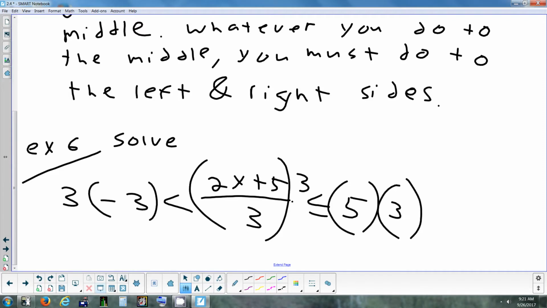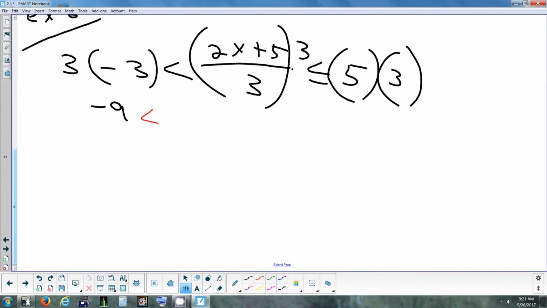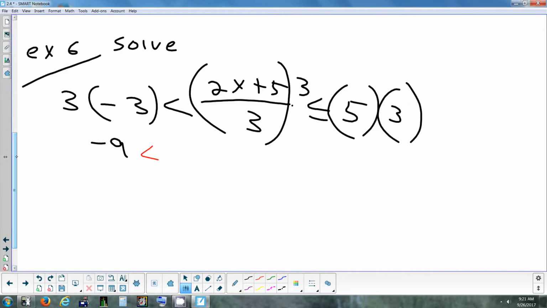and times 3. So that's going to give me -9 on the left. Sam, what will that give me in the middle? 2x plus. Good, 2x plus 5, less than or equal to 15. How about Rebecca, what would I do next? Subtract 5 from all sides. Yep, just like solving an equation. Subtract 5 from everywhere.